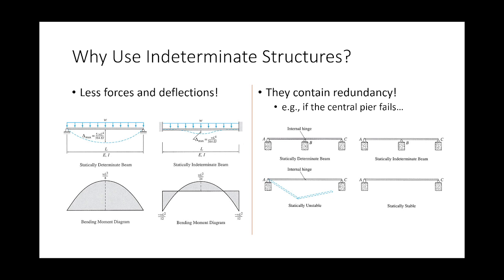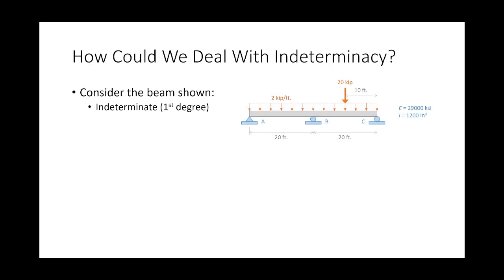Whereas if the beam is continuous across the pier, that's an indeterminate structure. But if the pier gets knocked out, theoretically, the structure is still stable. Now, granted, you'd have to design the beam to be able to handle those additional moments, but the structure is statically stable and can handle that failure of that main load-carrying component. So there's a reason to use indeterminate structures, but the problem is the analysis.